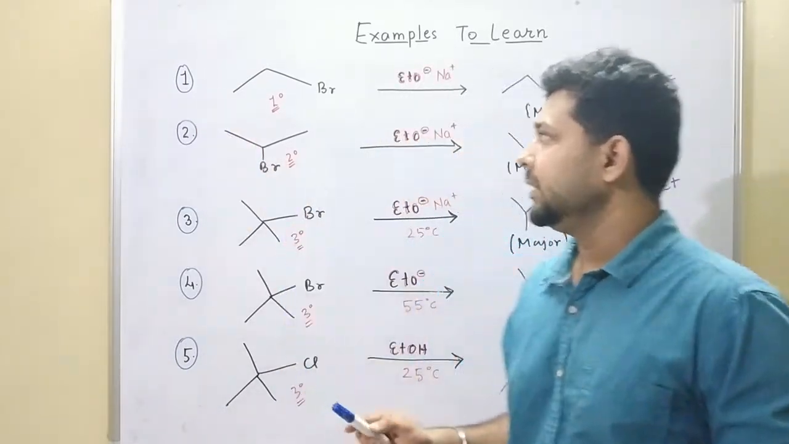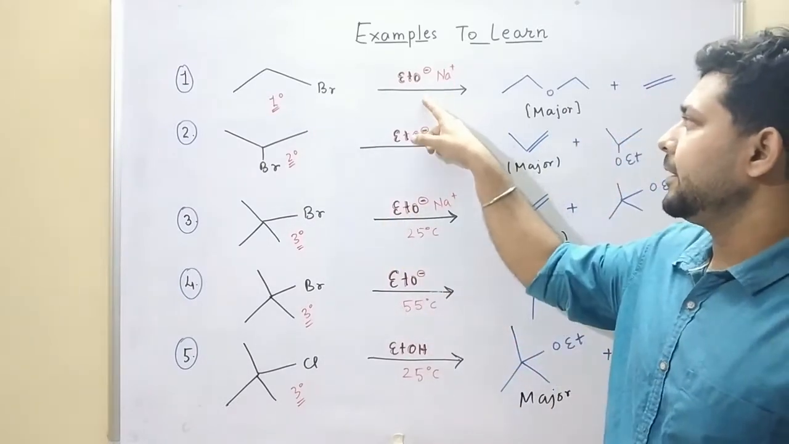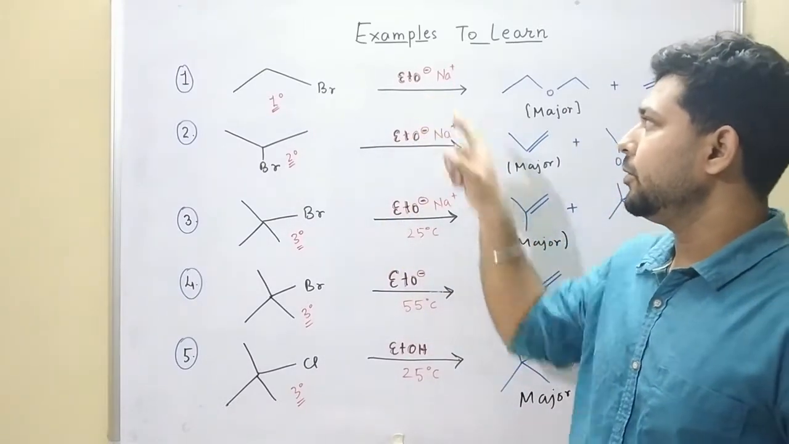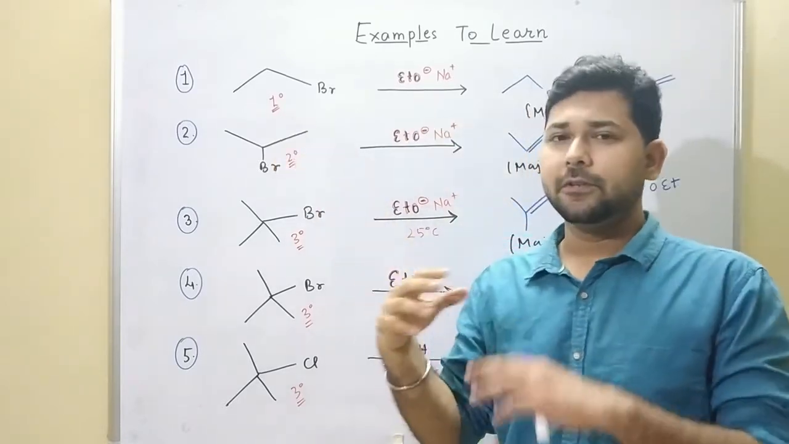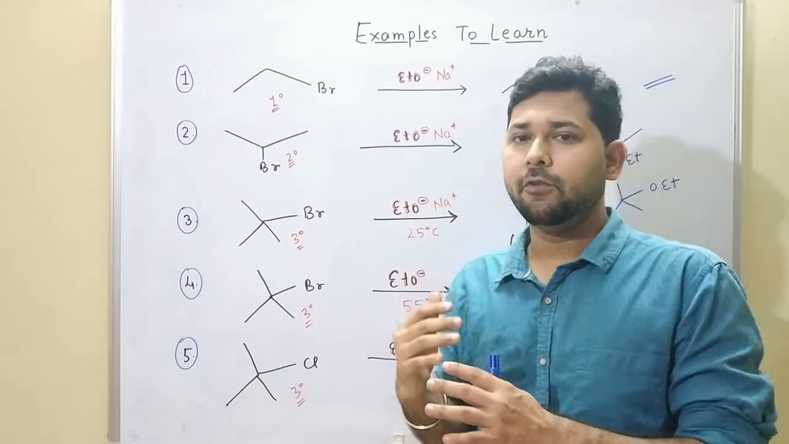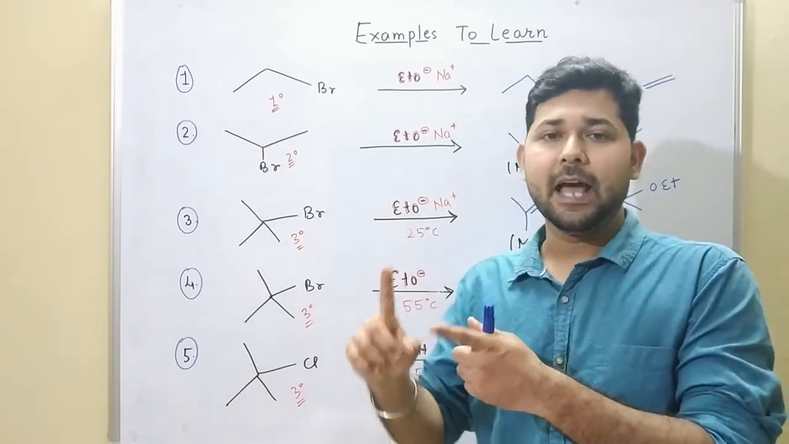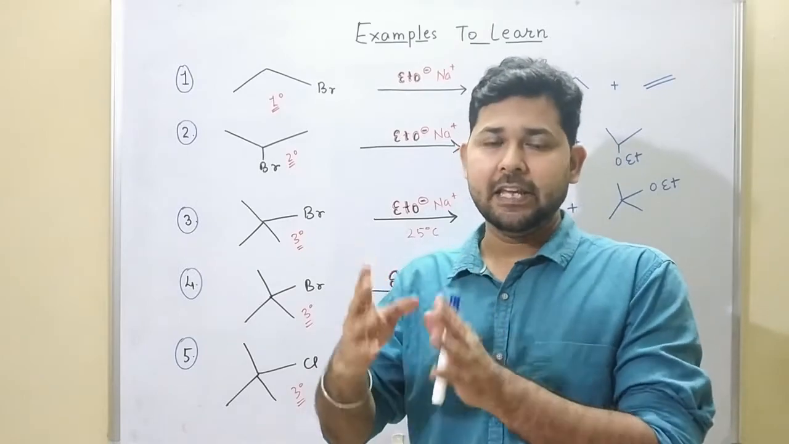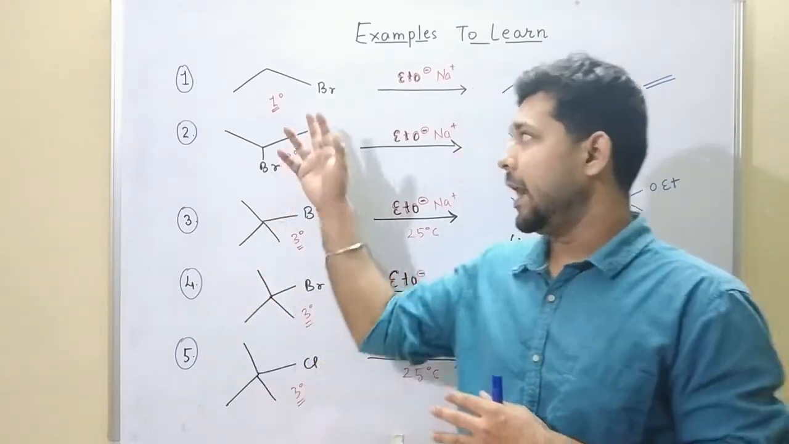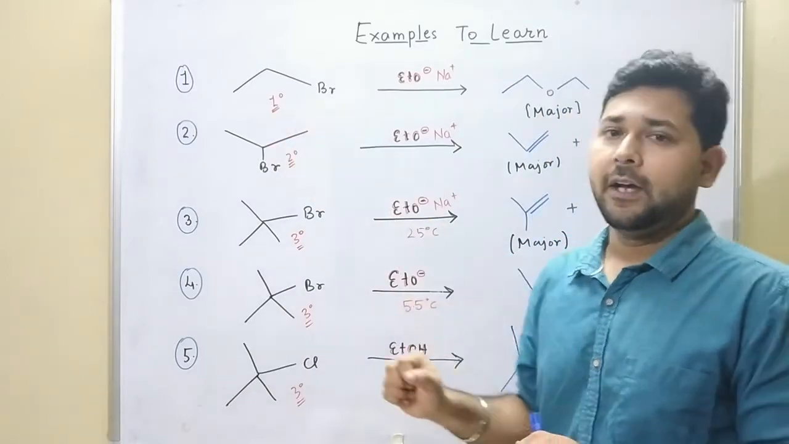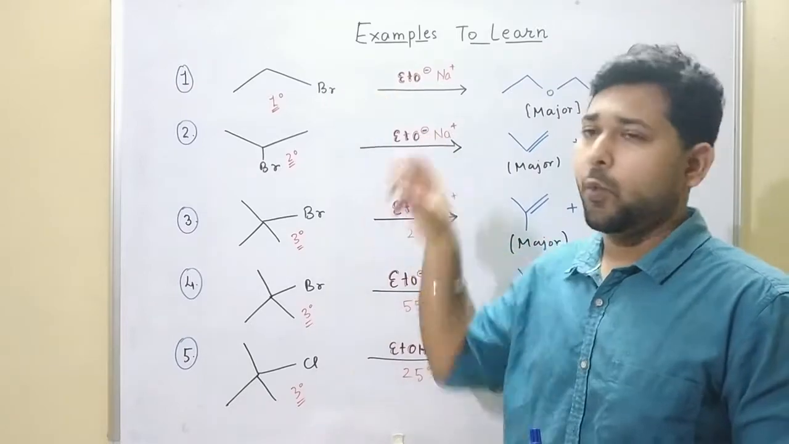The first one is a 1 degree alkyl halide, and you see here I have taken a strong nucleophile slash base. So can you recall what we have studied? A 1 degree alkyl halide means you can apply SN2 and E2. Even SN1 chances are no longer valid over here. So SN2 and E2 we can apply.